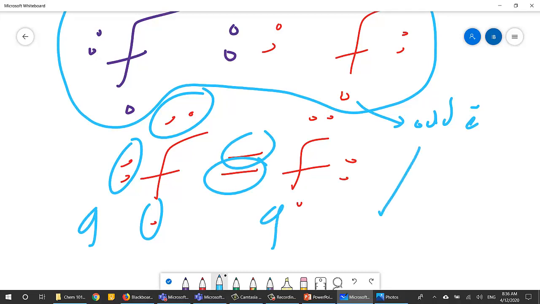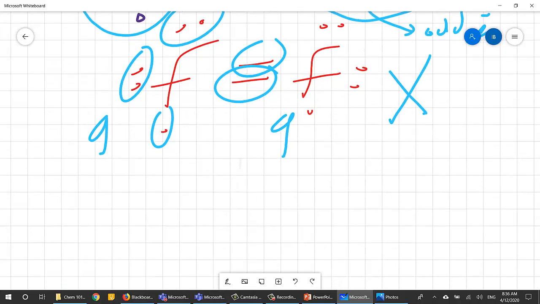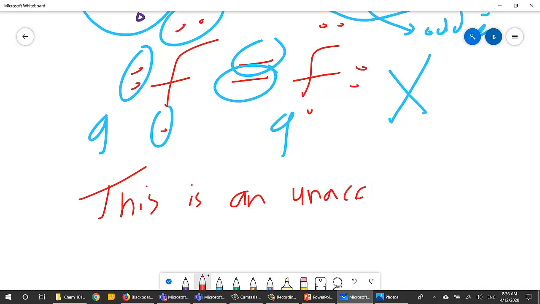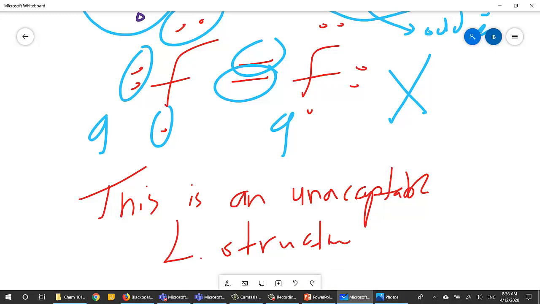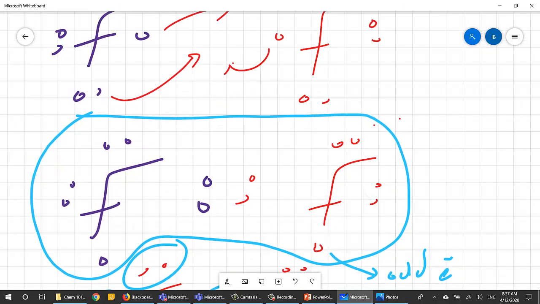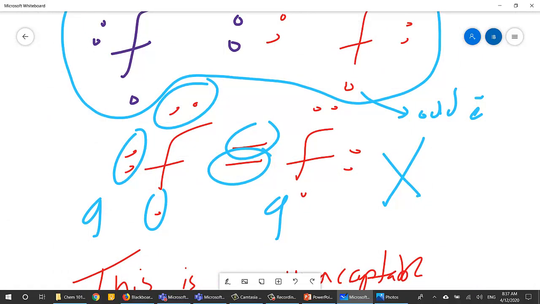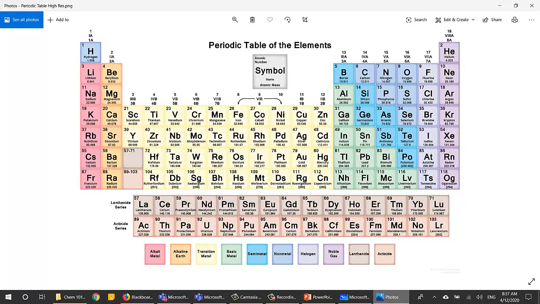This one is a wrong Lewis structure for fluorine. You cannot do this. This is an unacceptable Lewis structure, okay? I'm going to write this down. This is an unacceptable Lewis structure for fluorine. You cannot do that. It's not allowed, okay? And that's why fluorine has only one bond. And as you know here, even the fluorine that will give you an F2 minus in that compound is not acceptable as well.